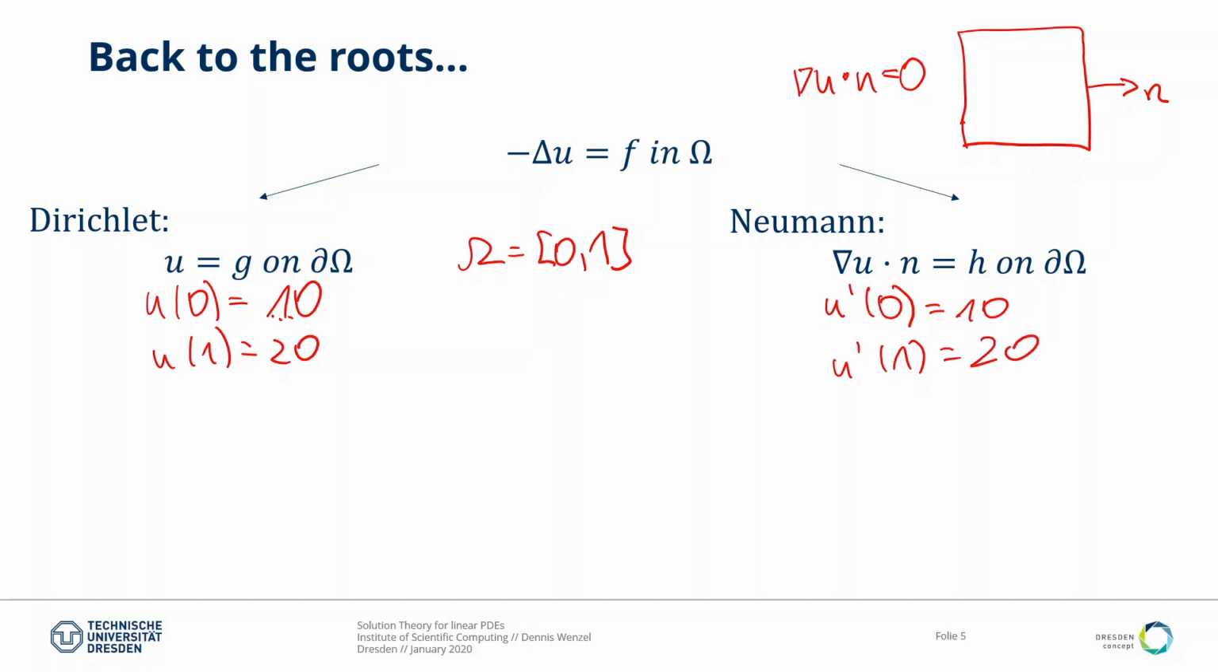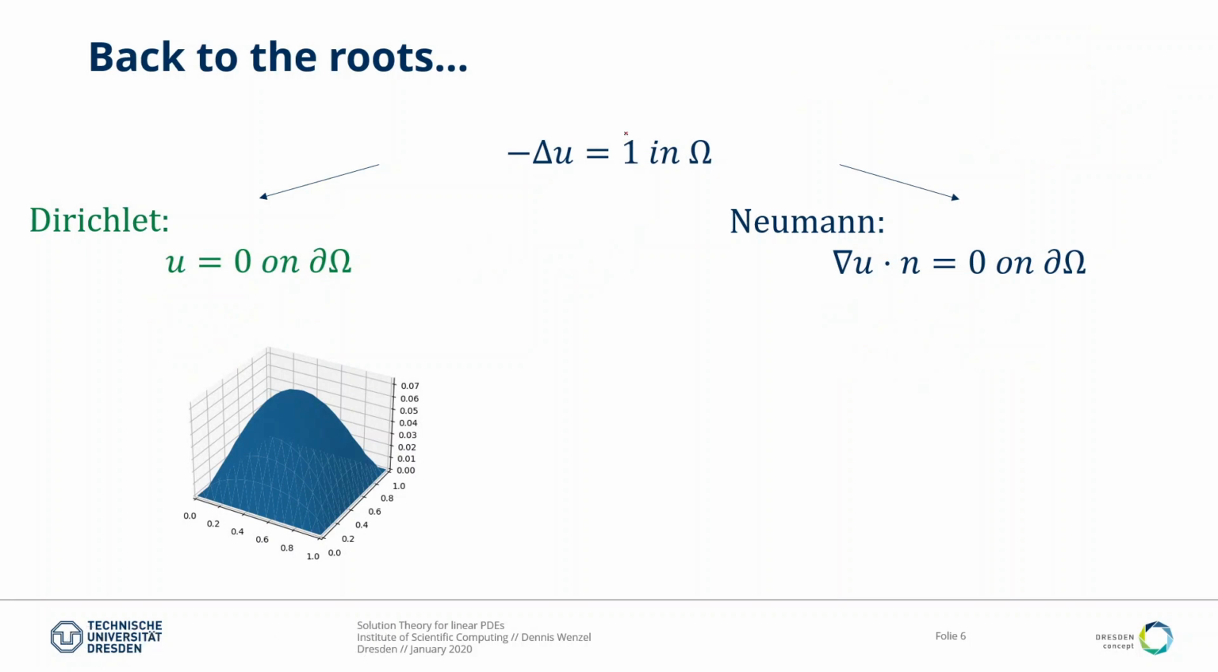Okay, so the difference is, in one case you're talking about function values, in the other case you're talking about the derivatives. Okay, and now let's make it a bit more precise. If we choose f equal 1 and then talk about homogeneous Dirichlet and Neumann boundary conditions, so in one case just 0 function values, in the other case 0 flow across the boundary, then on the left hand side for the Dirichlet problem you see, just as usual, your typical bulb-shaped solution.